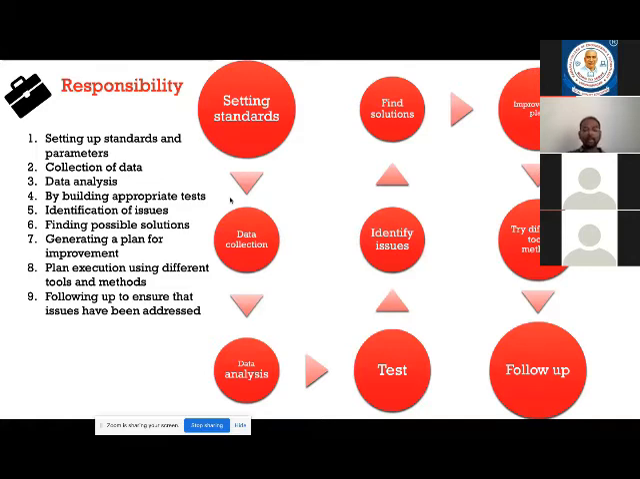So they might want you to use paid software, and they might also want you to have closed-loop tests, wherein you are doing it with the utmost care that nothing is leaked to anyone outside. So those kinds of things are to be taken into consideration, following up to ensure the issue has been addressed.